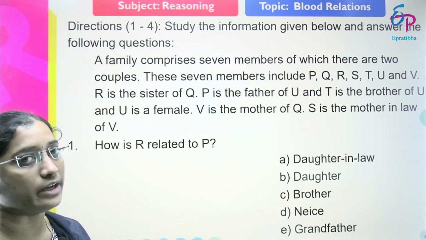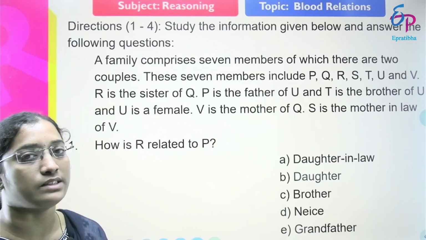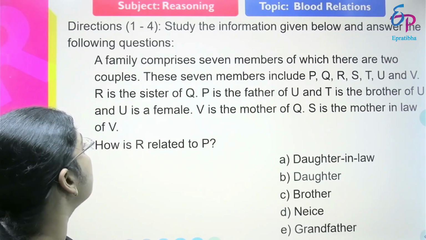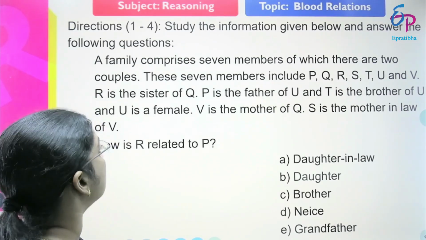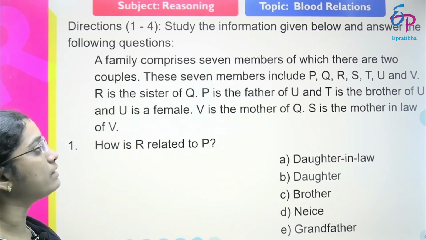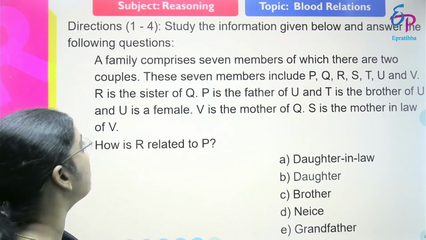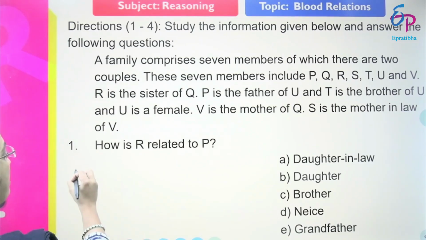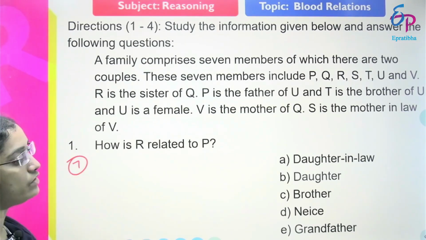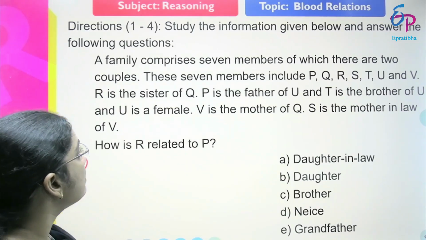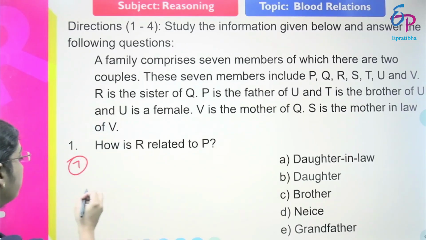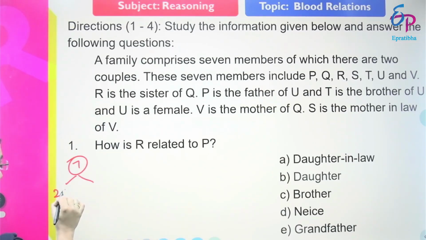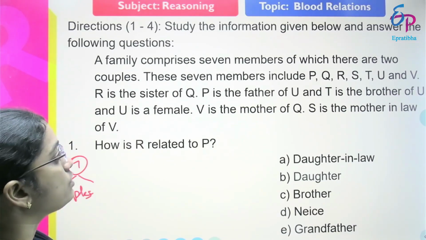First we need to draw a diagram for the given basic information. What is our basic information? A family comprises of 7 members, of which there are 2 couples. So a family comprises of 7 members, friends. First, we have 7 members here. Out of these 7 members, we have 2 couples.